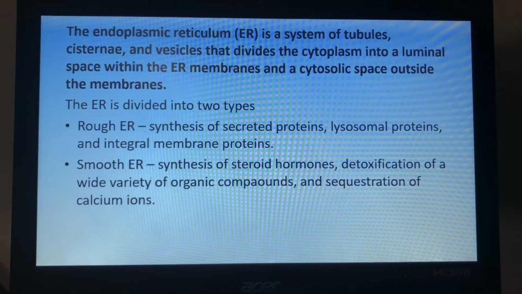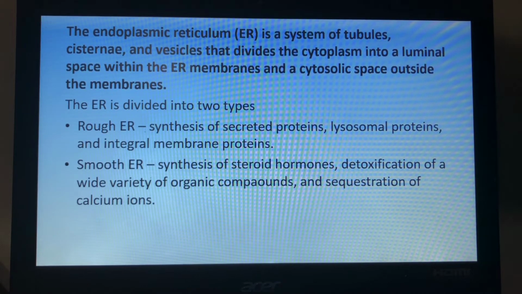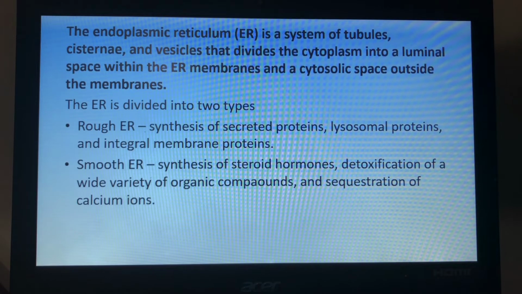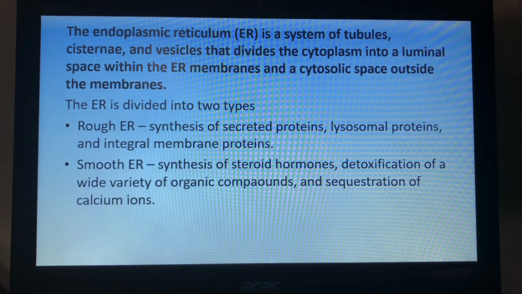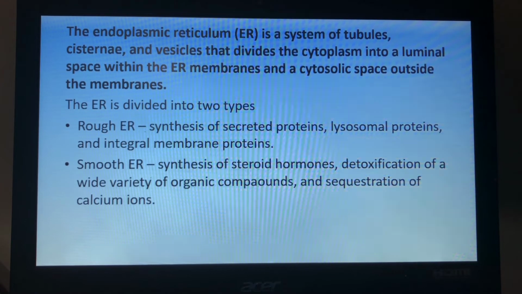The function of the RER includes the synthesis of secreted proteins, lysosomal proteins, and integral membrane proteins, while the functions of the SER vary from cell to cell and include the synthesis of steroid hormones, detoxification of a wide variety of organic compounds, and sequestration of calcium ions.